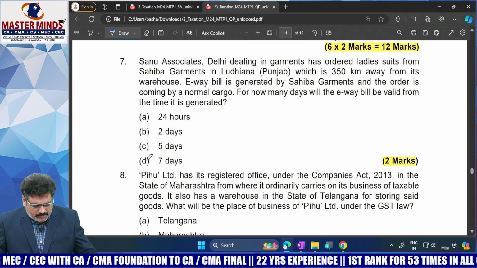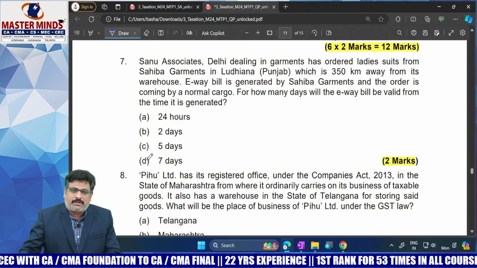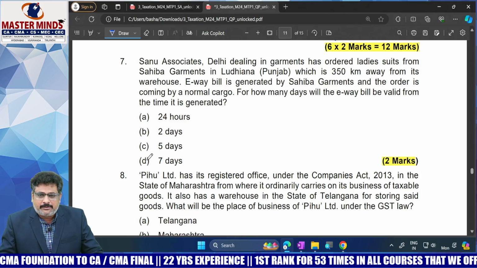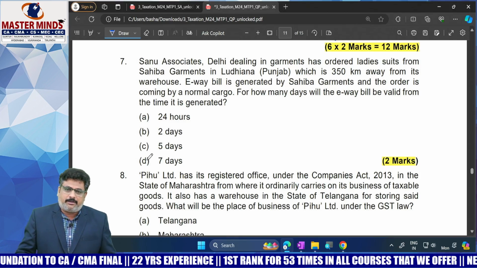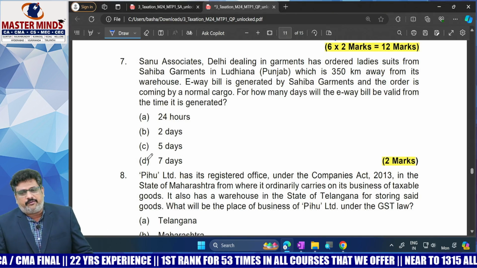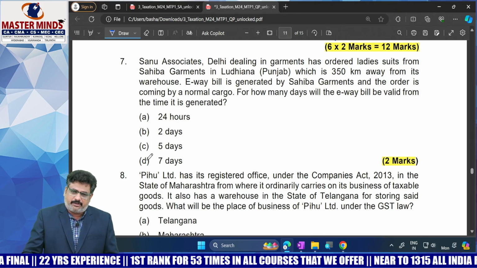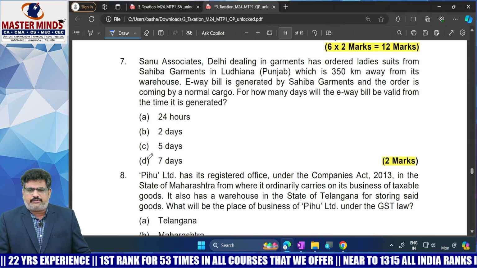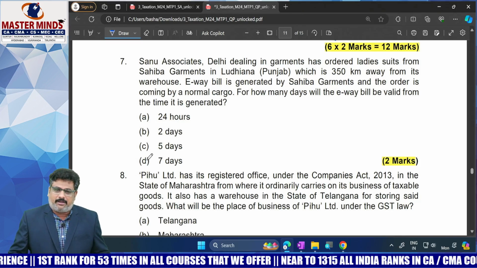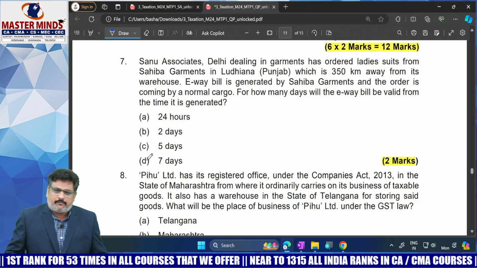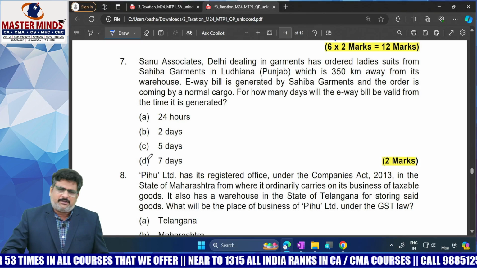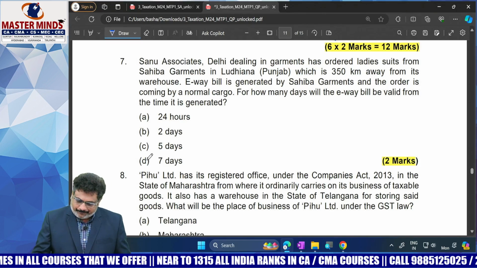Okay. And after that, 7th one, Tanu Associates, a Delhi dealer in garments, has purchased lady suits from Sahiba Garments in Ludhiana, Punjab, which is 350 kilometers away from its warehouse. E-way bill is generated by Sahiba Garments and the order is coming by a normal cargo. For how many days will the e-way bill be valid from the time it is generated?